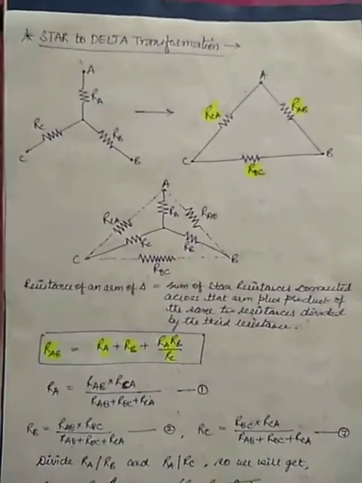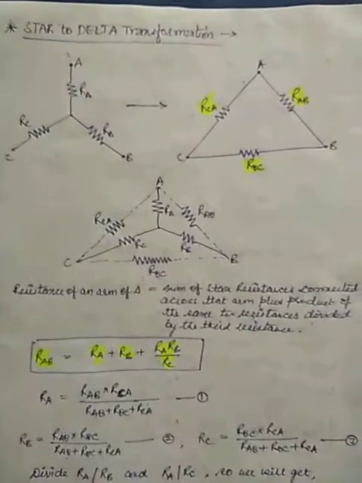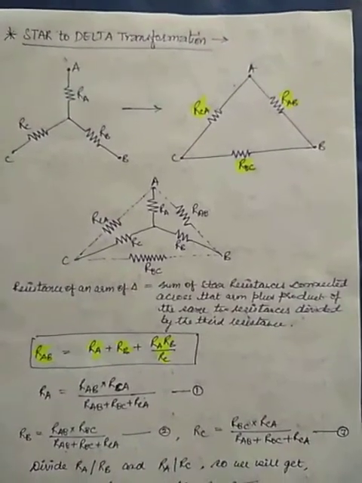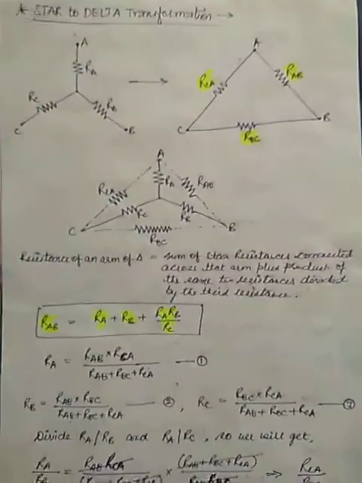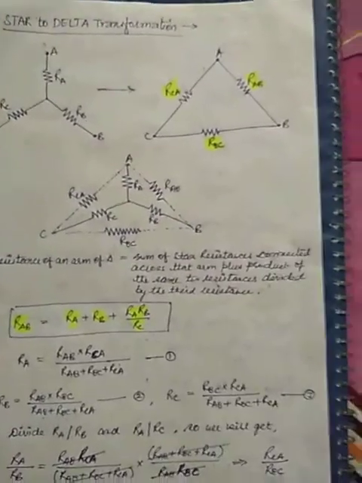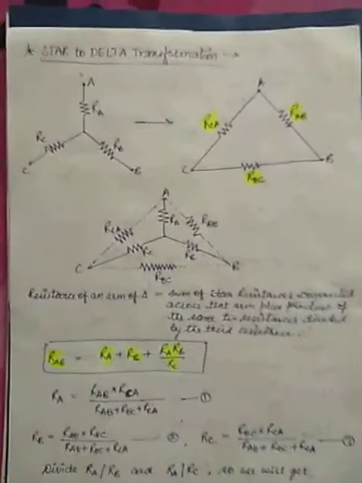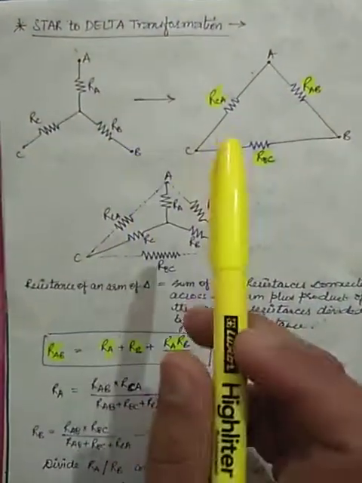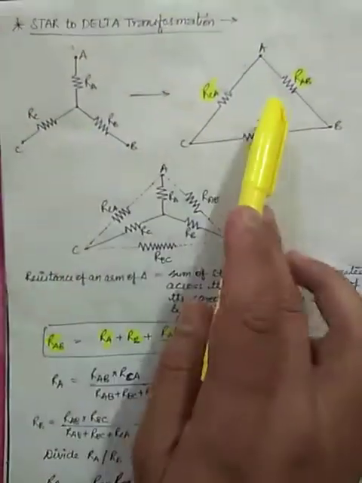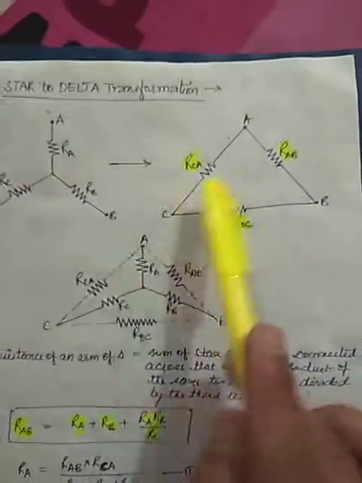So today we will understand the transformation from star to delta. In the previous video we have already discussed the transformation from delta to star. So here we will transform from star to delta. We will calculate the values of RAB, RBC and RCA.